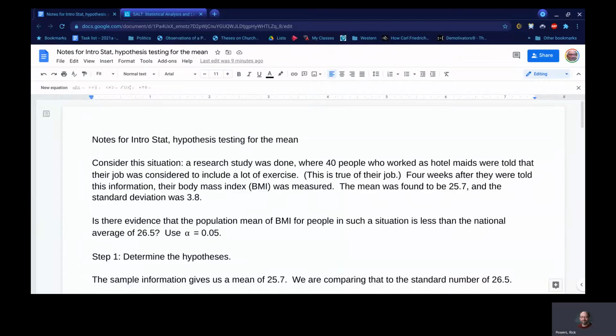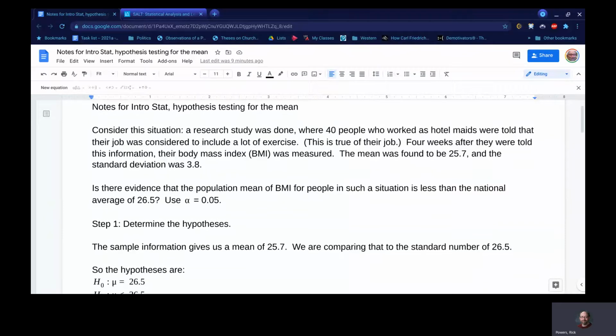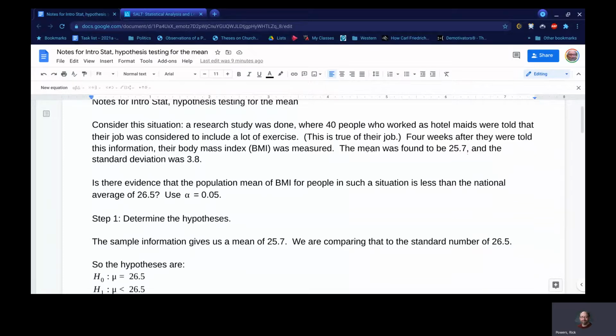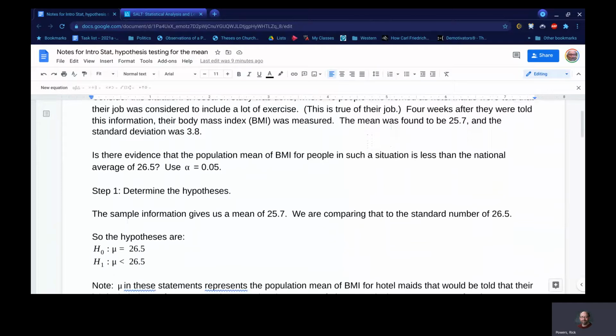Notes for Introstat, hypothesis testing for the mean. Consider this situation. A research study was done where 40 people who worked as hotel maids were told their job was considered to include a lot of exercise. This is true of their job. 4 weeks after they were told this information, their body mass index, BMI, was measured. The mean was found to be 25.7 and the standard deviation was 3.8. Is there evidence that the population mean of BMI for people in such a situation is less than the national average of 26.5? Use alpha equals 0.05.